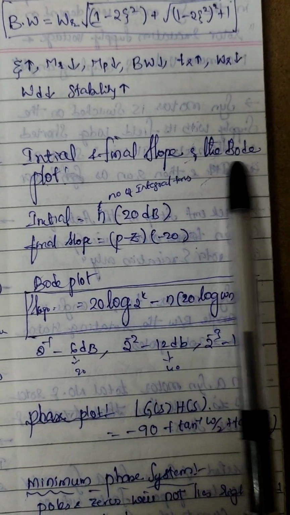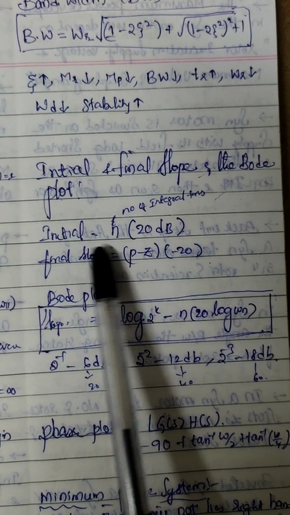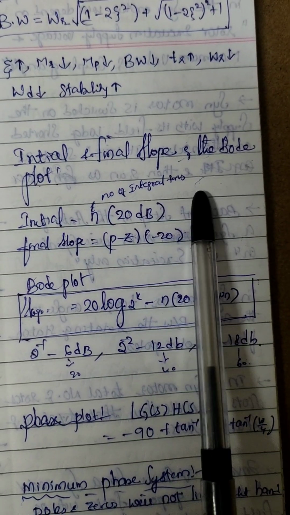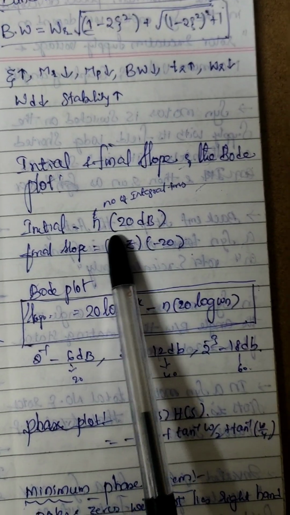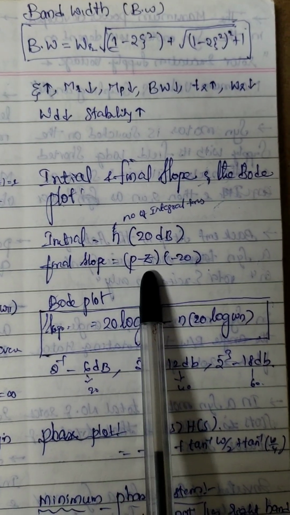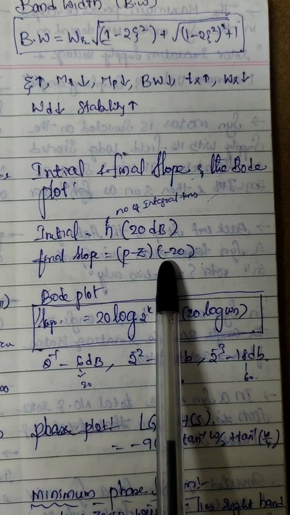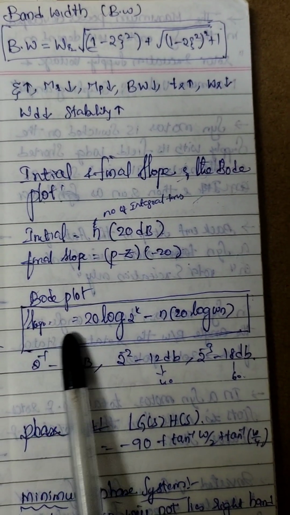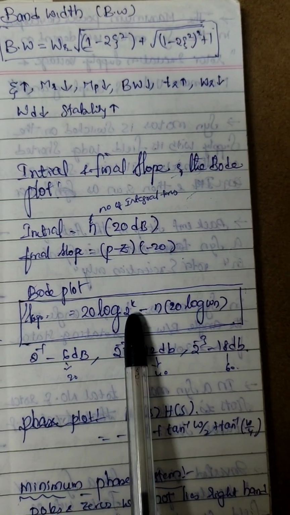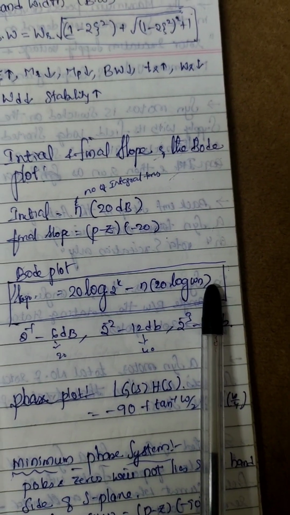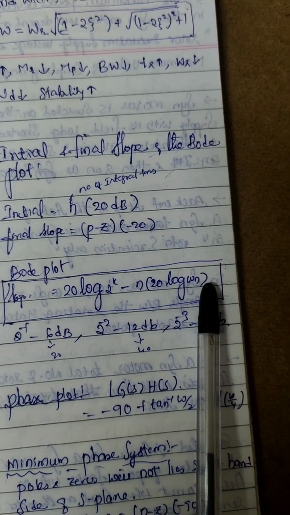Initial and final slope of the Bode plot. The initial slope is equal to minus n into 20 dB, where n is the number of integrators. The final slope is equal to minus (P minus Z) into 20 dB. The Bode plot slope is equal to 20 log K minus n into 20 log omega, where omega d is the damping frequency.